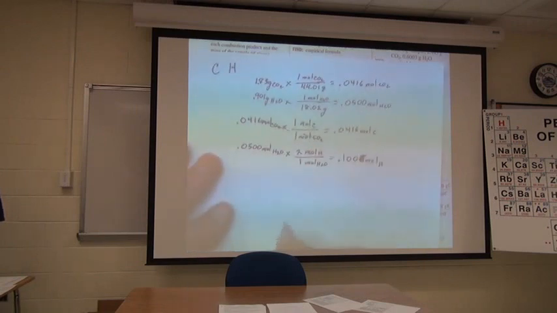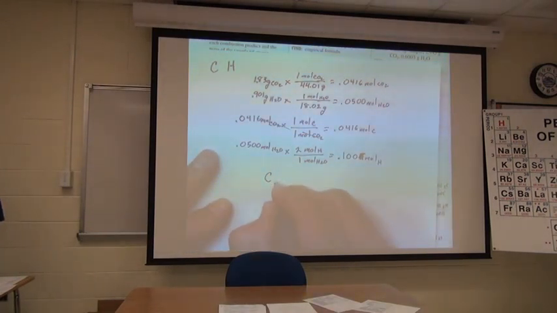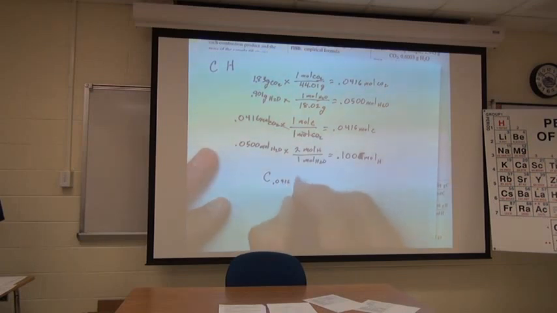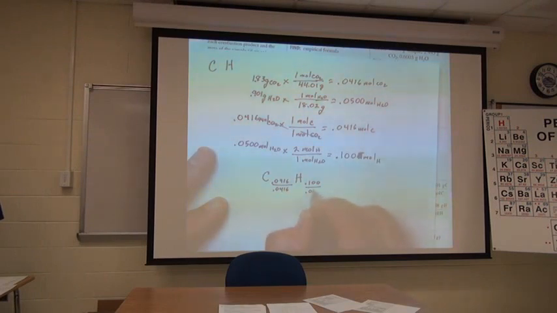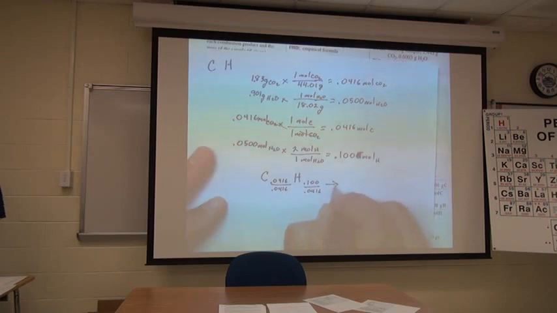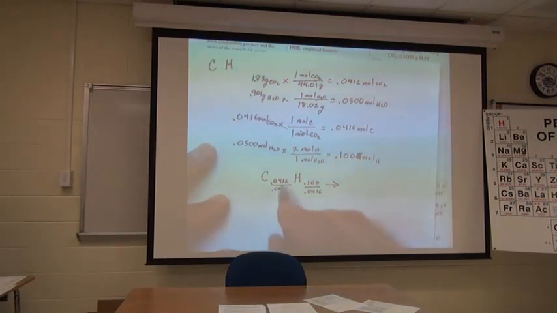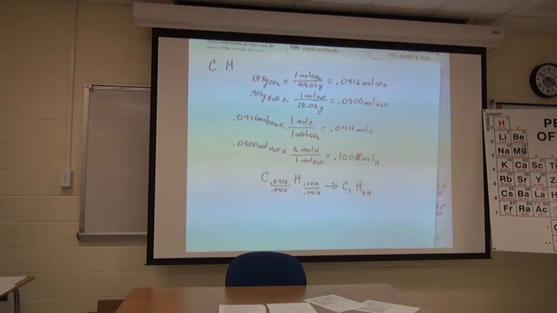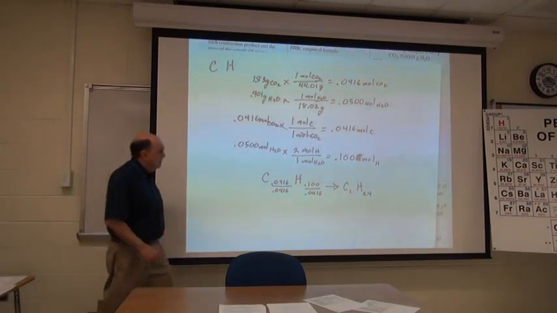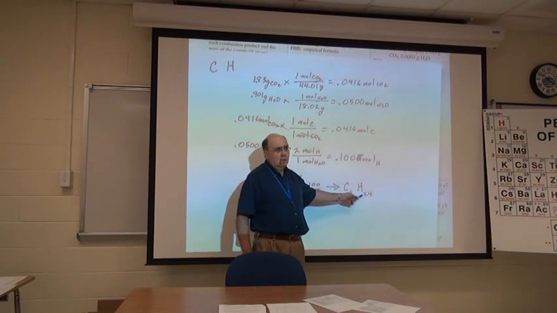So now what do I do? Well, carbon, 0.0416. Hydrogen, 0.100, and I divide by the smaller one. That divided by that is 1. That divided by that is 2.4. Okay, what times this gives you a whole number?